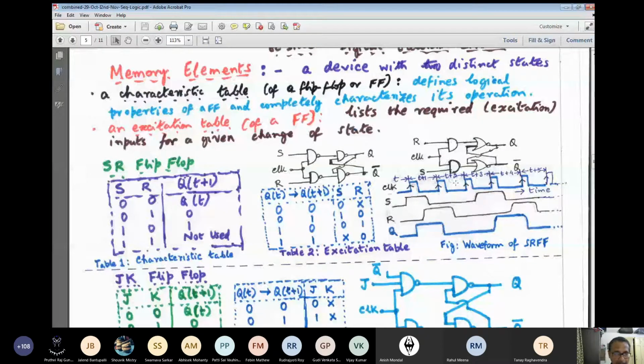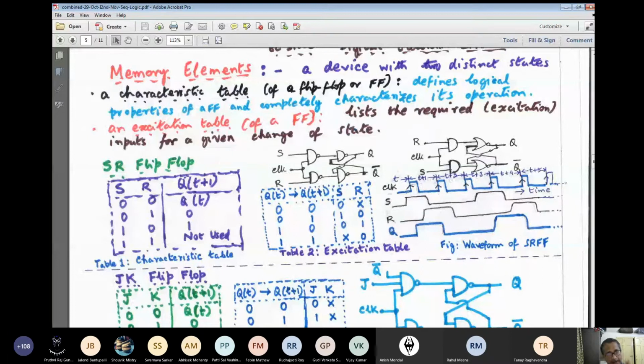All of you can see it. The clock inputs I am showing with how many periods you can see: 1, 2, 3, 4, 5, 6 active edges. Assume that this SR flip-flop acts on the positive edge of the clock. That means the state change, if any, will take place when a 0 to 1 transition occurs in the clock input.